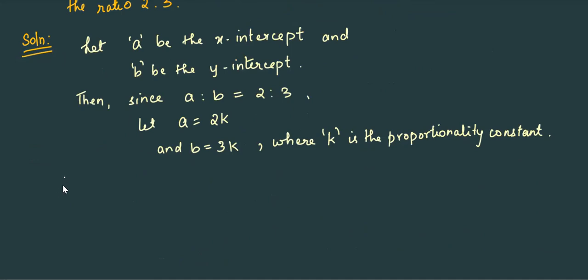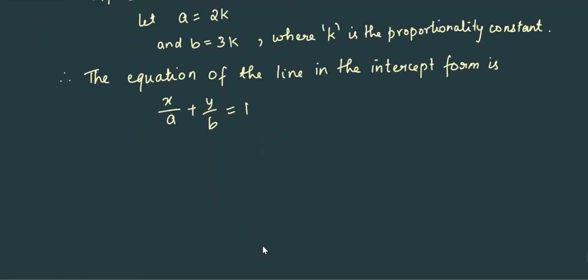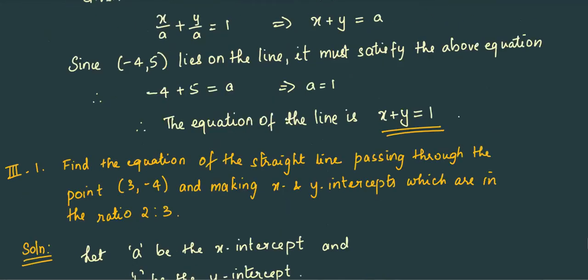So now, therefore, the equation of the line in the intercept form is x by a plus y by b is equal to 1, which implies x by 2k plus y upon 3k is equal to 1. Okay. Now, what is given? It is given that the line passes through 3 comma minus 4.